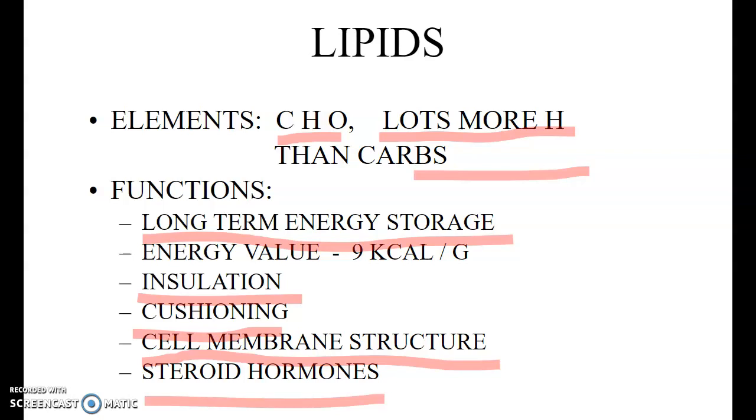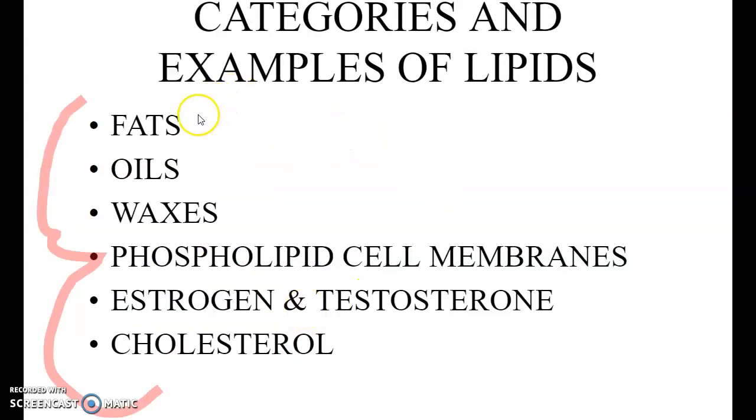They serve as insulation, keeps you warm. They serve as cushioning. Imagine sitting in a chair all day if you didn't have some fat stores around your pelvic bones. They make up cell membranes. They make up the outside of the cell. And they make up the steroid hormones, things like estrogen and what makes a girl, and testosterone. And also cholesterol belongs in this group. Now, special properties. Examples, first of all, fats, oils, and waxes. Your cell membrane, estrogen and testosterone, and cholesterol.